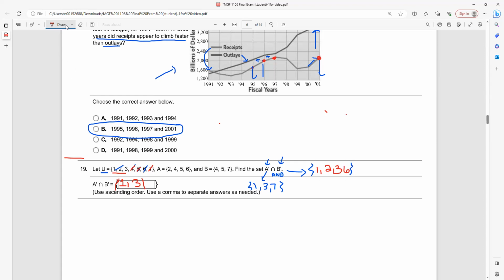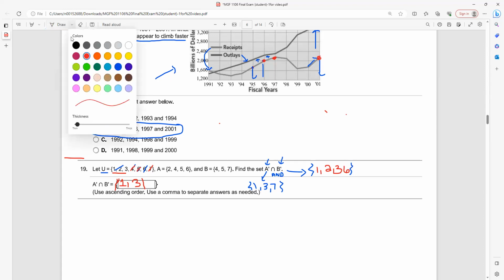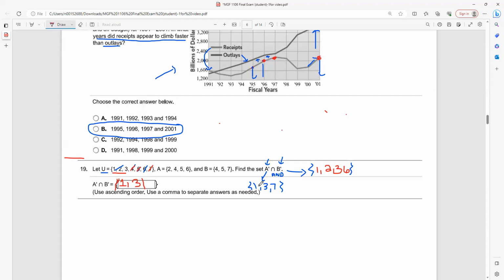Now, which of these elements are shared among both of these? We see 1 in both sets. We see 3 in both sets. All right, so that will be our answer. The elements that are in the complement of A and the complement of B are 1 and 3.